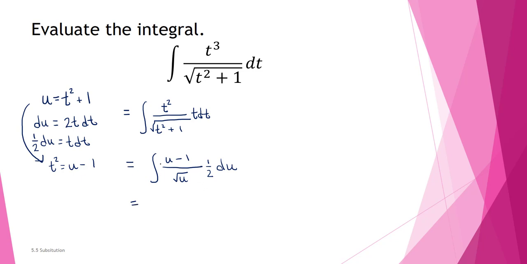Now I need to rewrite this so I can find an antiderivative. So I'm going to put the 1/2 out front. u over the square root of u is u to the 1/2 power. And then this is a minus sign. 1 over the square root of u is u to the negative 1/2 power. Now we're ready to find an antiderivative.